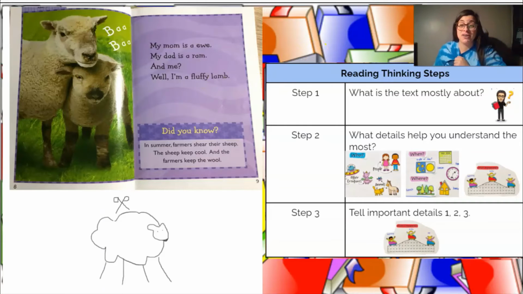I drew a picture of sheep, one sheep, and I drew a pair of shears because I know that in the summer, farmers shear, which is a type of scissor, they shear the sheep to take the wool out so they can make clothes. You might have drawn the same thing, but I can retell these pages through my drawing and labeling. I didn't label this page, but I could label my sheep with sh, sh, and shear, sh.